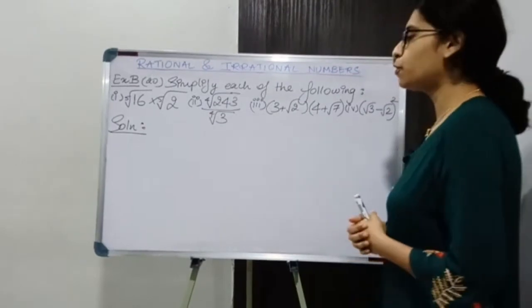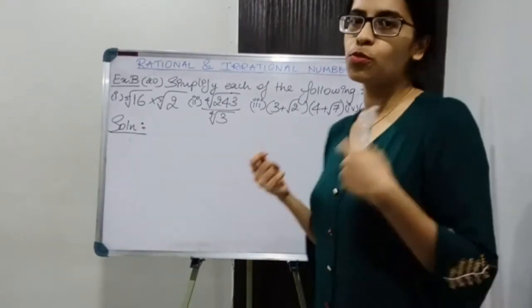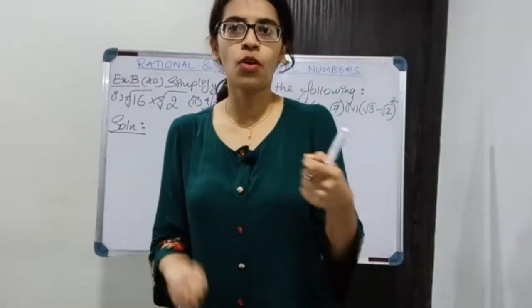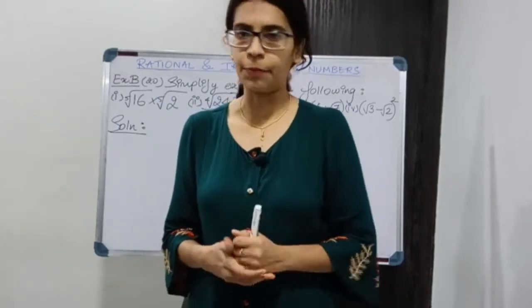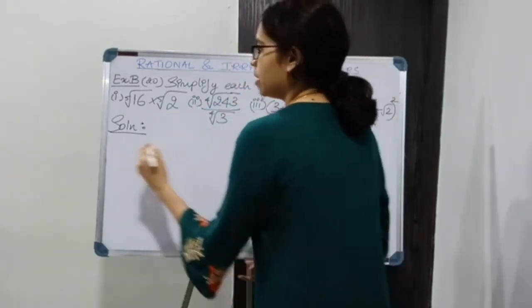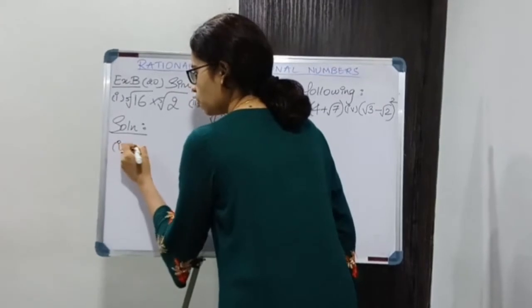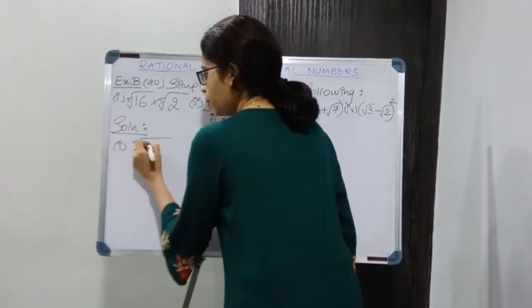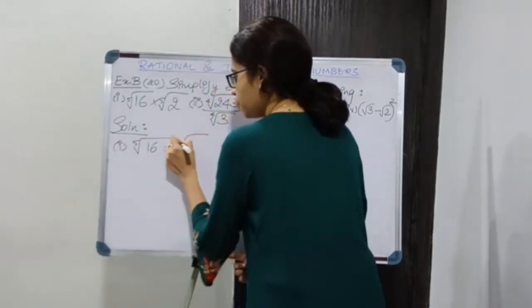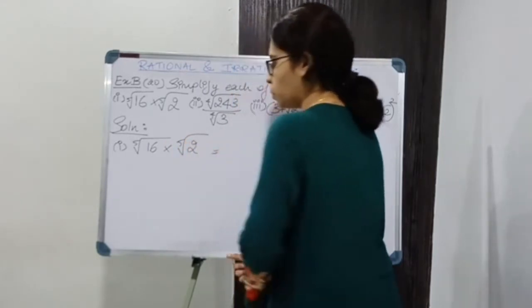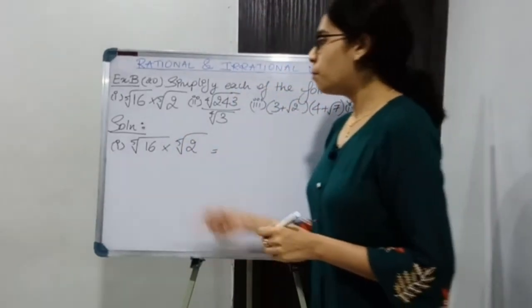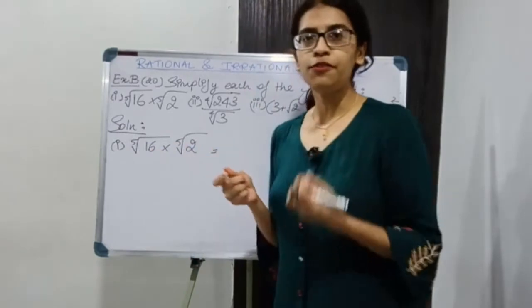Moving on to the next question, question number 20. Simplify each of the following. Now we are given some roots over here and you have to solve them and find the answer. This is very simple. Starting with the first part of the question, 5th root of 16 into 5th root of 2. Now both the roots are 5th root.